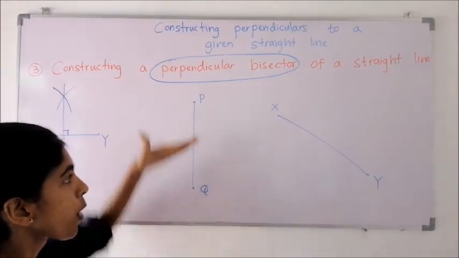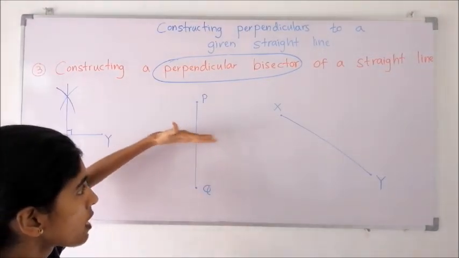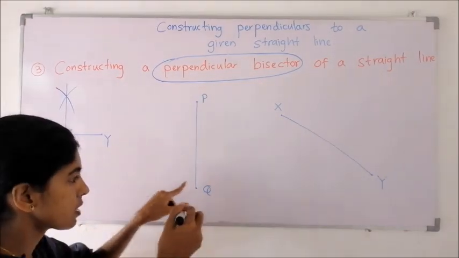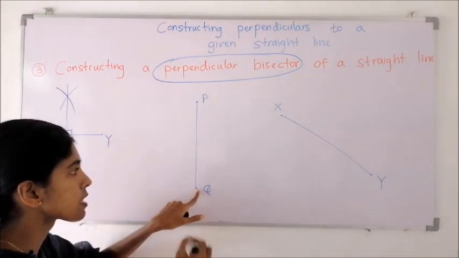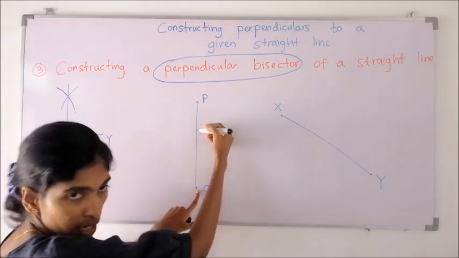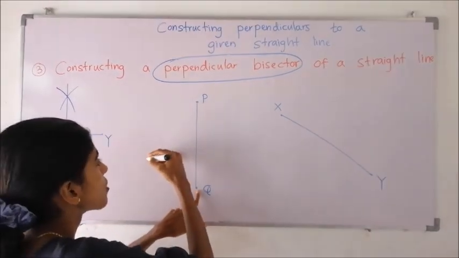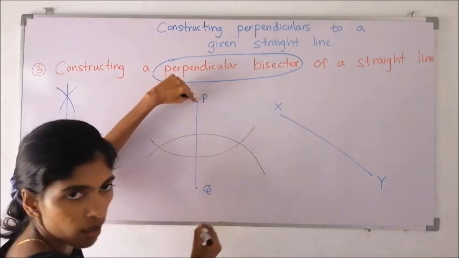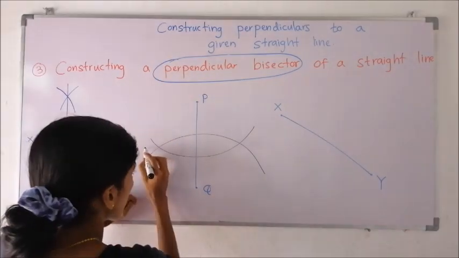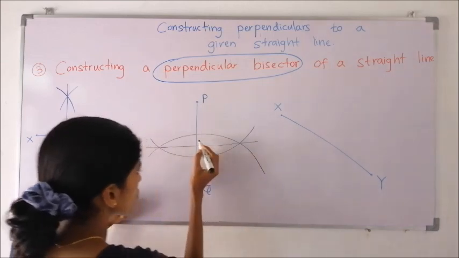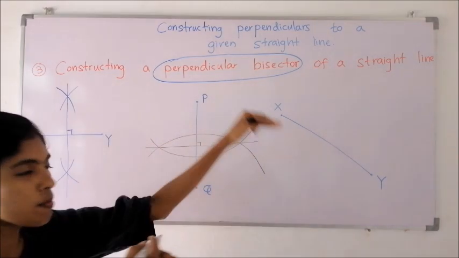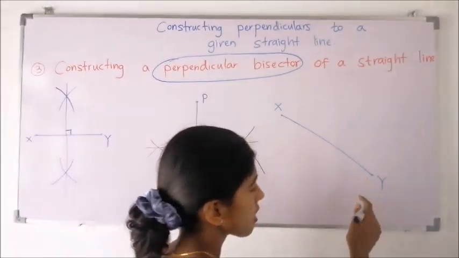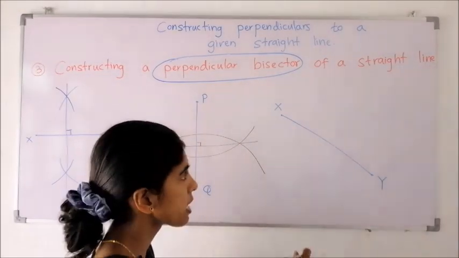We are going to draw a perpendicular line which is passing through the midpoint of this straight line. Keep the middle point of the compass here, open more than half the length of this, then draw 2 arcs like this. Go to the other point, draw another arc without changing the length. Now you can join these 2 points here. This is the perpendicular.